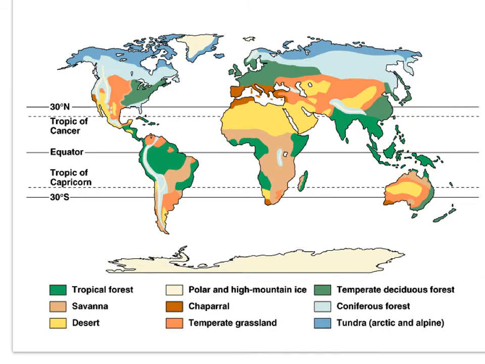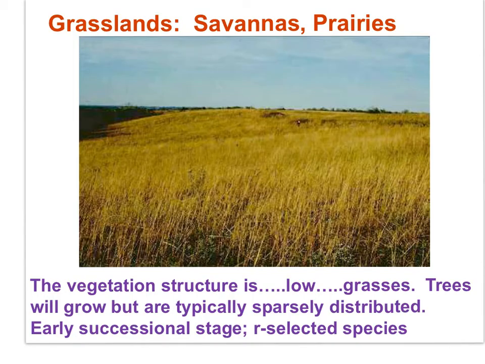Grasslands are located wherever the local climate supports them. There are tropical grasslands, known as savannas, and there are temperate grasslands, often called prairies. The vegetation structure of grasslands is low grasses. Trees will grow, but are typically sparsely distributed and reduced by fire and grazers. Grasslands are dominated by pioneer species, early successional stage species, otherwise known as r-selected species.